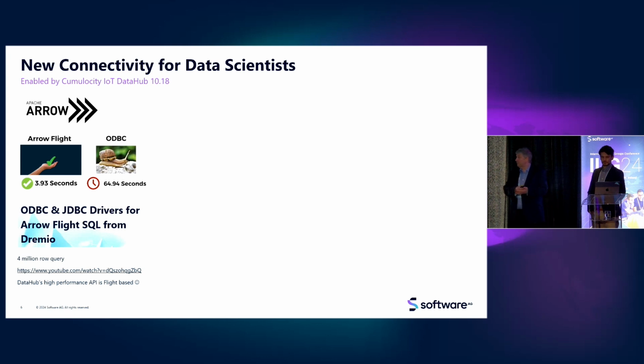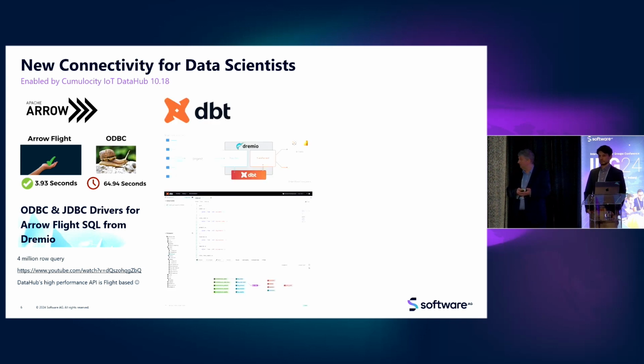Dremio 24 brings Apache Arrow Flight, which, as you can see from the statistics, and those benchmarks actually come from Dremio themselves, is way faster for getting data out of DataHub. And this is really going to be impactful for your data scientists. They'll be able to extract data from DataHub, get it into whatever you're using or training your ML models much, much, much quicker.